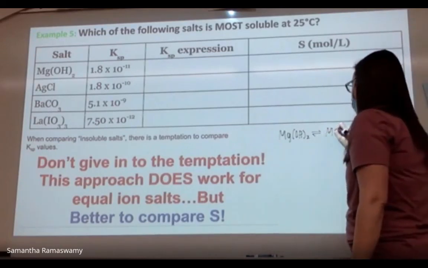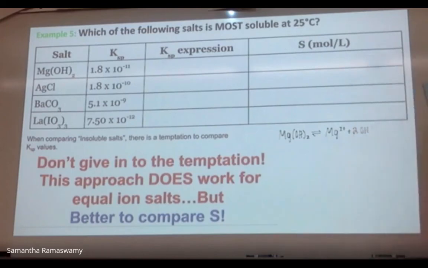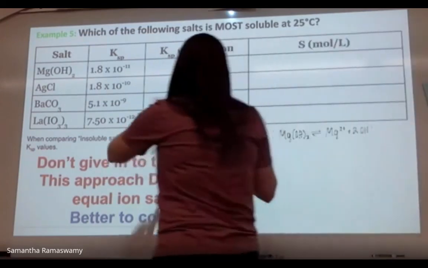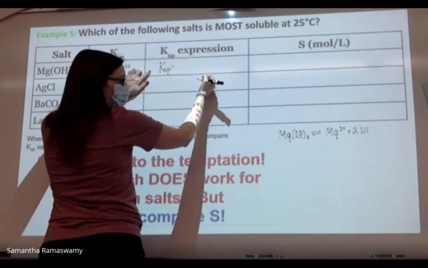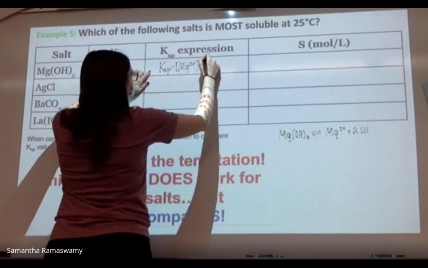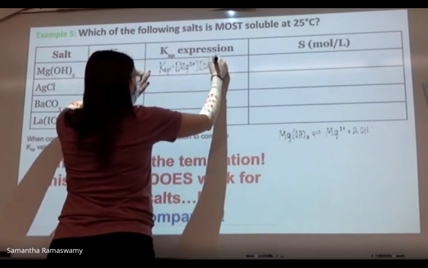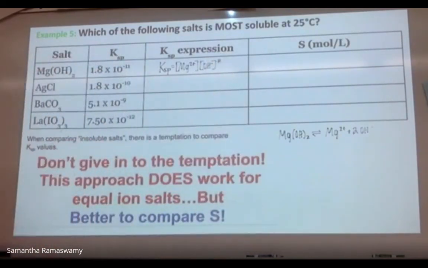Well, that's at equilibrium with Mg2+ and 2OH-. So my Ksp expression is Mg2+ times OH- squared, because magnesium hydroxide is a solid.